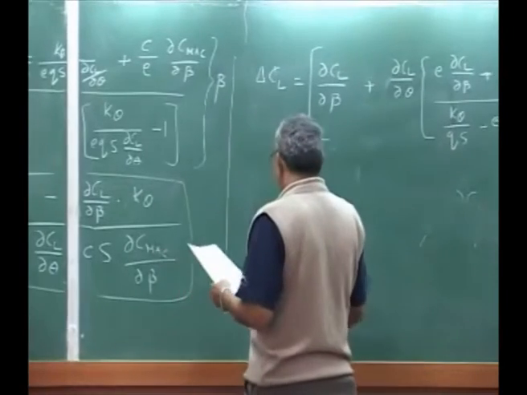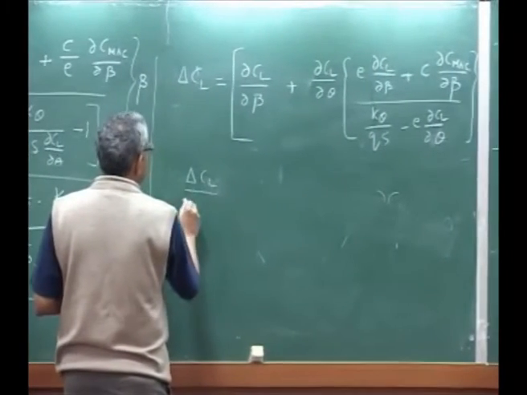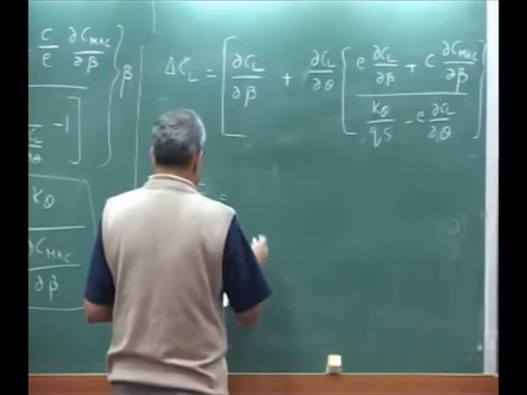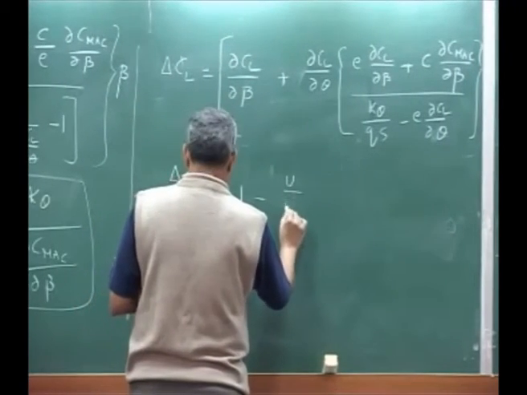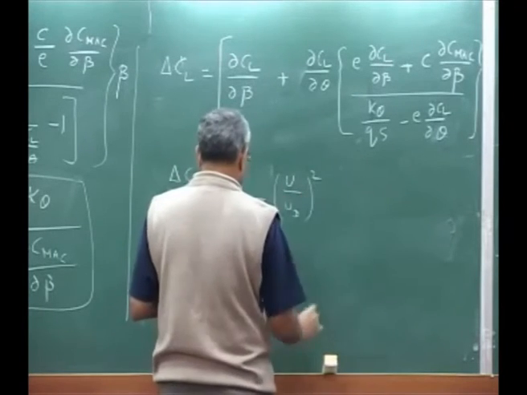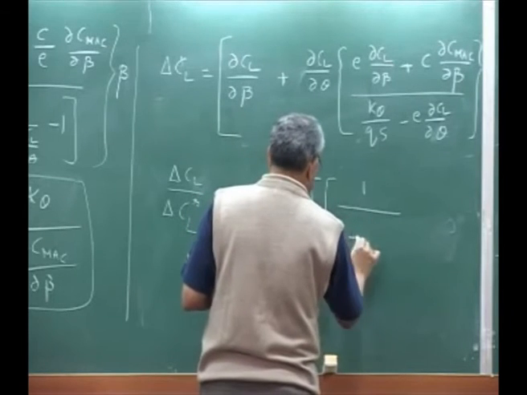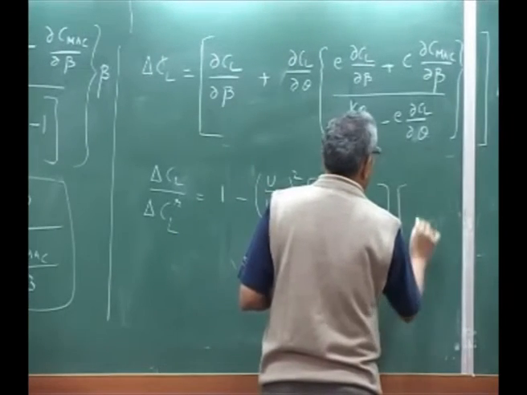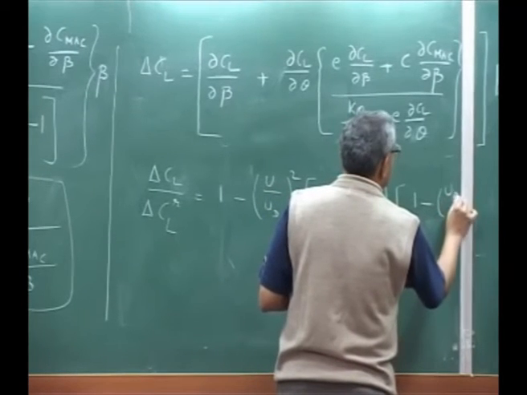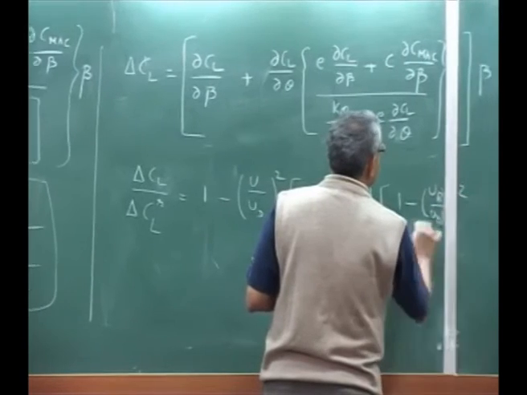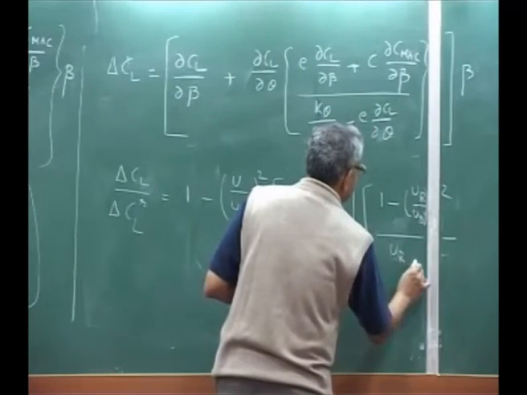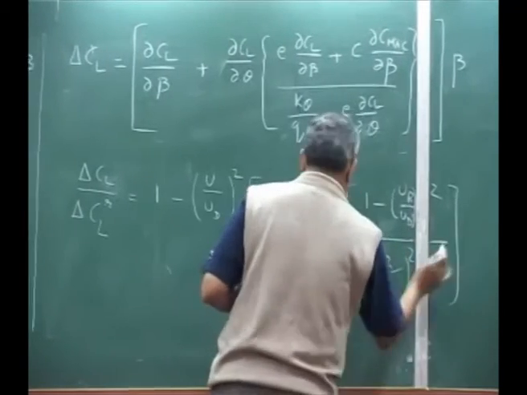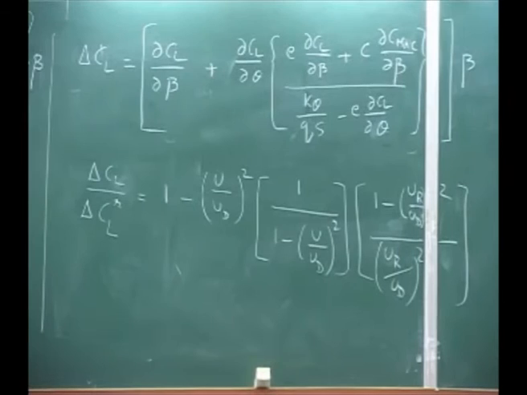Okay? I am writing it as delta CL over delta CLR is, in a very compact form, 1 minus U over U divergent square, 1 over 1 minus U over U divergent whole square, 1 minus U reversal over U divergent whole square over U reversal over U divergent whole square. Okay? Please understand what I have done.